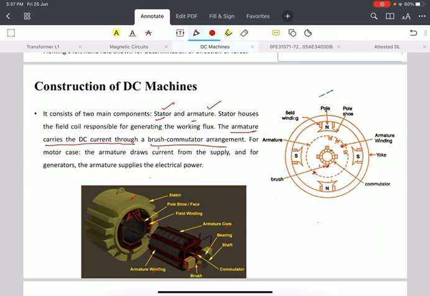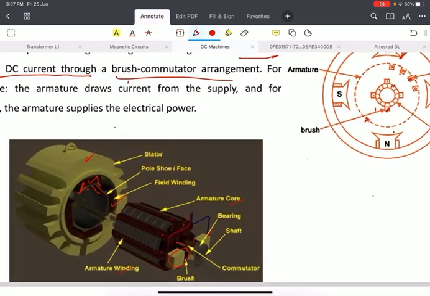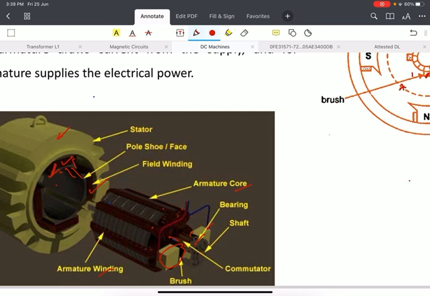Next slide. This is the yoke of the DC machine, and it also has the pole shoe and the field winding which we discussed. When the armature arrangement is placed inside the magnetic field and the armature carries a current, the armature windings will experience a rotating force, which will be the mechanical output. As you can see here, we have bearings and a shaft. This shaft will be connected to the mechanical load.